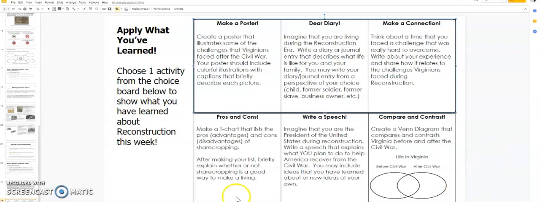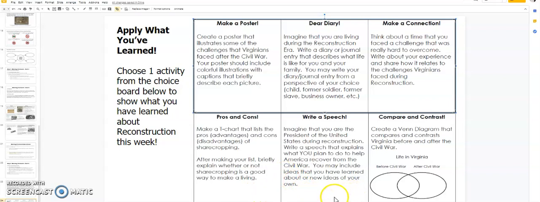Pros and cons. For this option, you're going to make a T-chart that lists the pros or advantages and cons, which are disadvantages, of sharecropping. After making your list, briefly explain whether or not sharecropping is a good way to make a living. In third grade, you guys read a book called Tops and Bottoms. I want you to think about that book that you read if you're doing the sharecropping one.